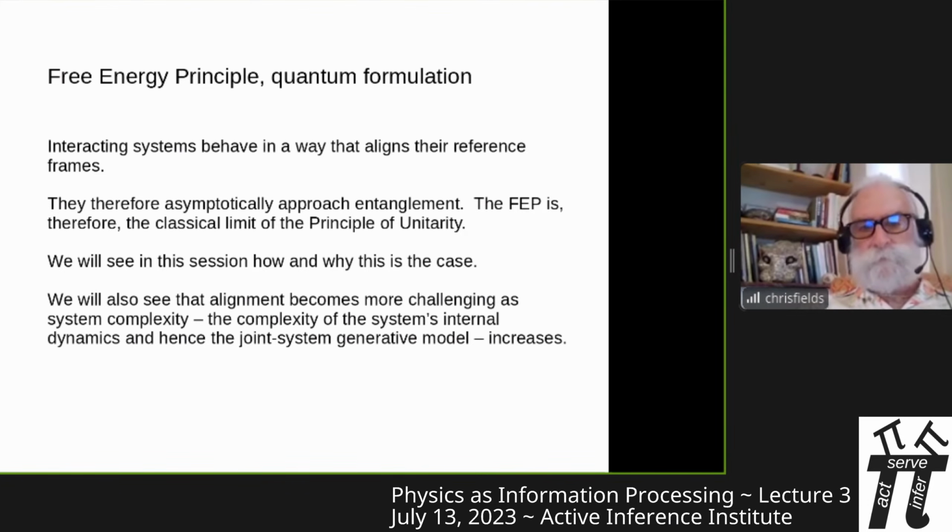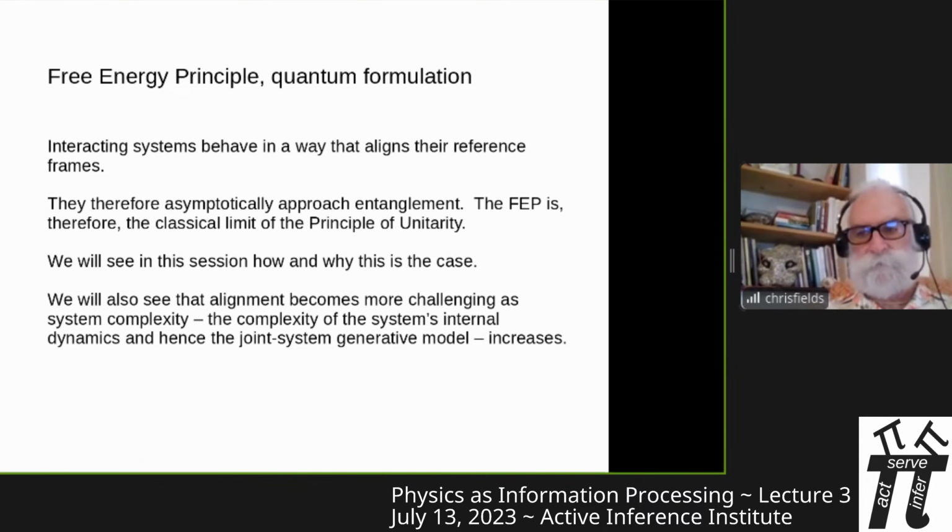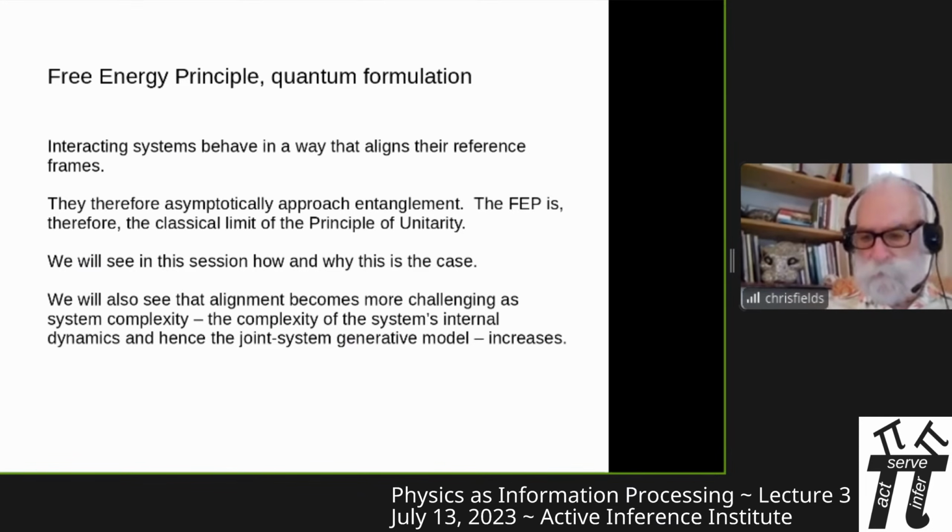And we ended the last session with a pointer forward toward the quantum formulation of the free energy principle, which can be stated as the claim that interacting systems behave in a way that aligns their reference frames. And pointed out at that time that what this means is that the two agents, A and B, approach entanglement asymptotically, and that therefore the FEP is a classical limit of the principle of unitarity, which is the core principle of quantum theory. So we'll see in this session why this is true.